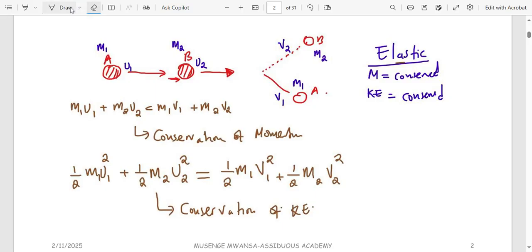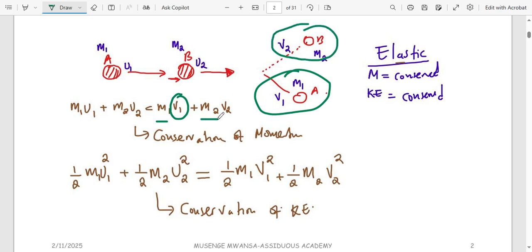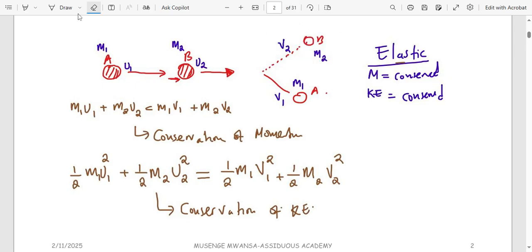When they hit each other, this ball m1 is going to have the final momentum, which is given by mass 1 times the final velocity of that ball. And then also the second ball, mass 2, now using the final velocity for that ball. This equation is known as the conservation of momentum. Now for elastic collision, it's not only momentum that is conserved. Kinetic energy is also conserved.